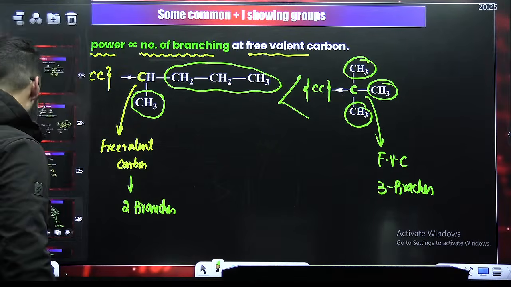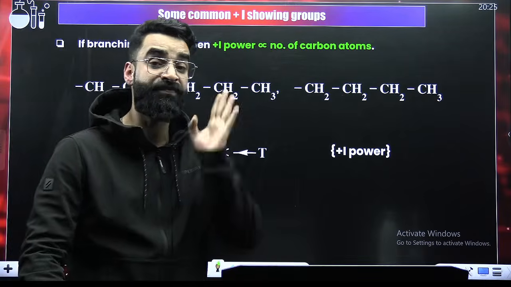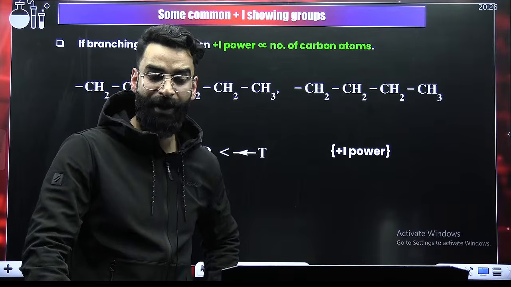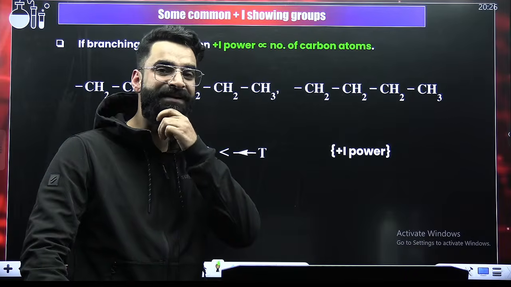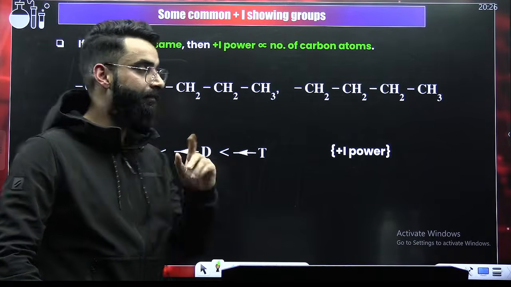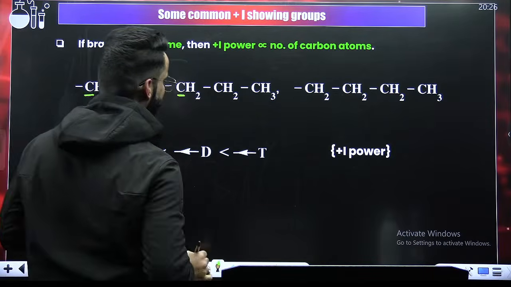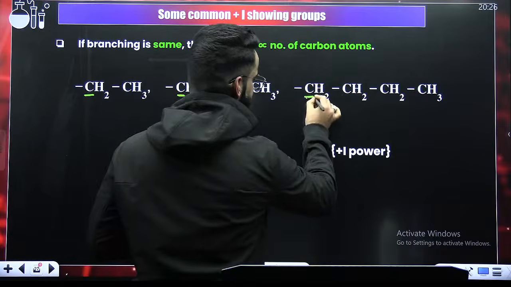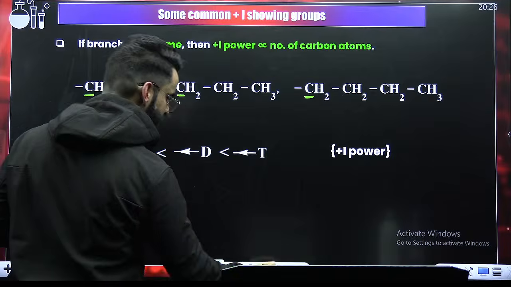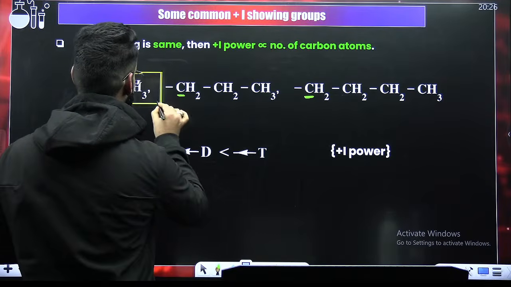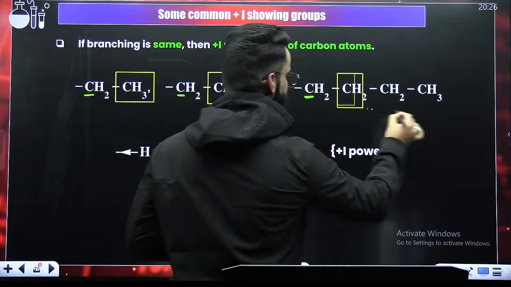Similarly, guys, what if the number of branches at the free valent carbon are same? What do we do at that time? See, this is the free valent carbon which will be attached with the carbon chain. Here, this is the free valent carbon attached with the carbon chain. Now this free valent carbon has got only one branch. This is the branch. This free valent carbon has got only one branch.